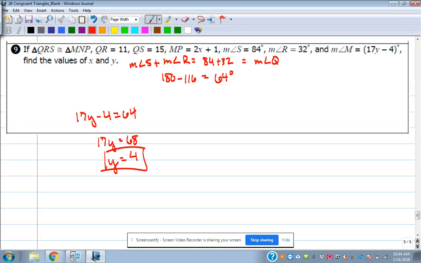Now, how are we going to get x? Yeah, QS is equal to MP, so we set those equal to each other. Subtract 1 and divide by 2. X equals 7. Yeah, this is not hard stuff. The math part is super easy for you guys.